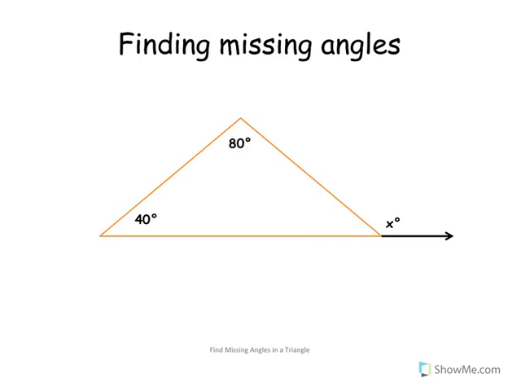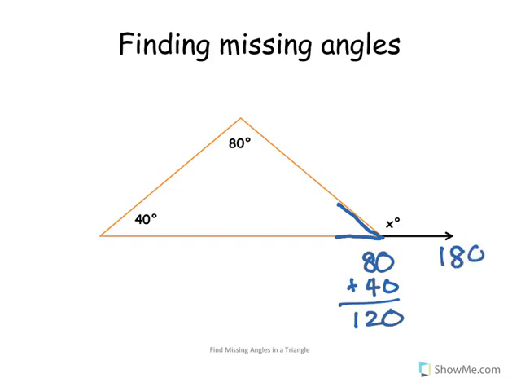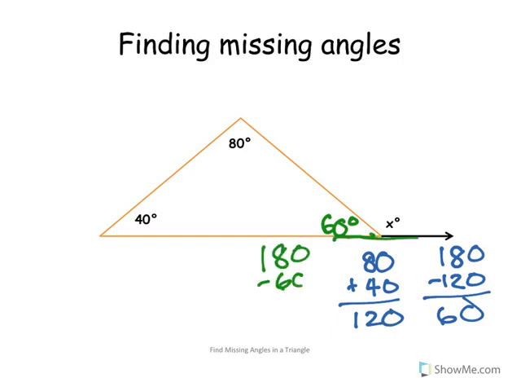So let's do the same thing here, right? I'm going to try to see if I can find this angle. So what's 80 plus 40? That's 120. And what's the missing angle then? 180 minus 120 is 60. So I know that this is going to be 60. And how do I find X? Again, I've got my straight angle here, so 180 minus 60 is going to be 120.